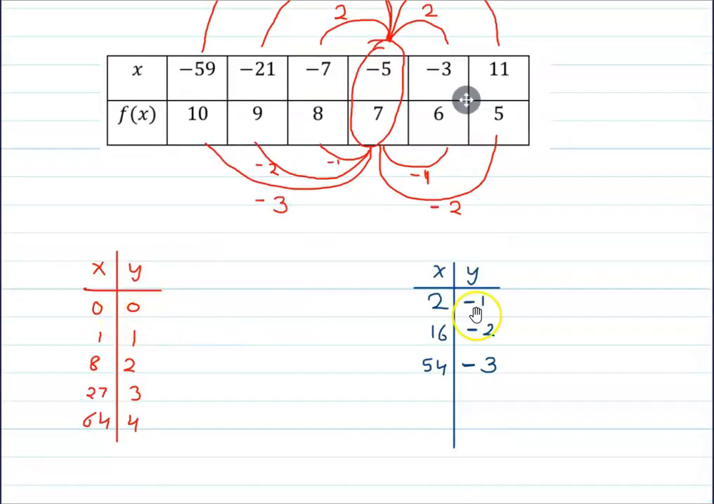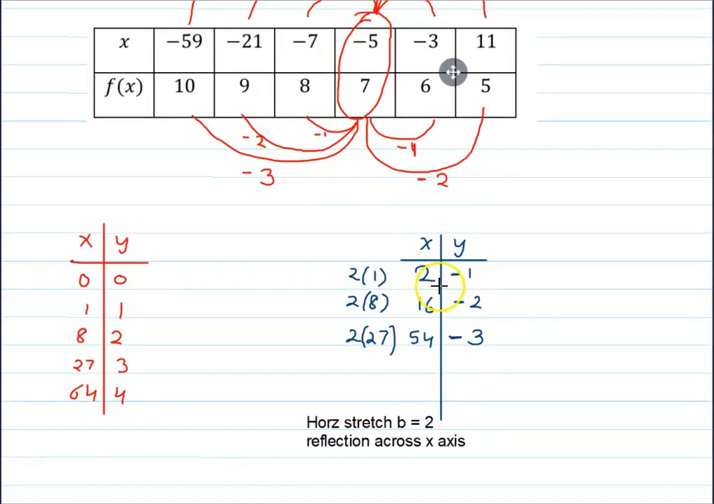Now we compare these two tables. This is the table of a parent cube root graph. We observe that these x values are the multiples of 2. It's 2 times 8, 2 times 27. For the table we have 2, 16, 54, which are the multiples of 1, 8 and 27. That means there is a horizontal stretch. So there is a horizontal stretch of 2, and there is a reflection across the x-axis because of these negative y values.